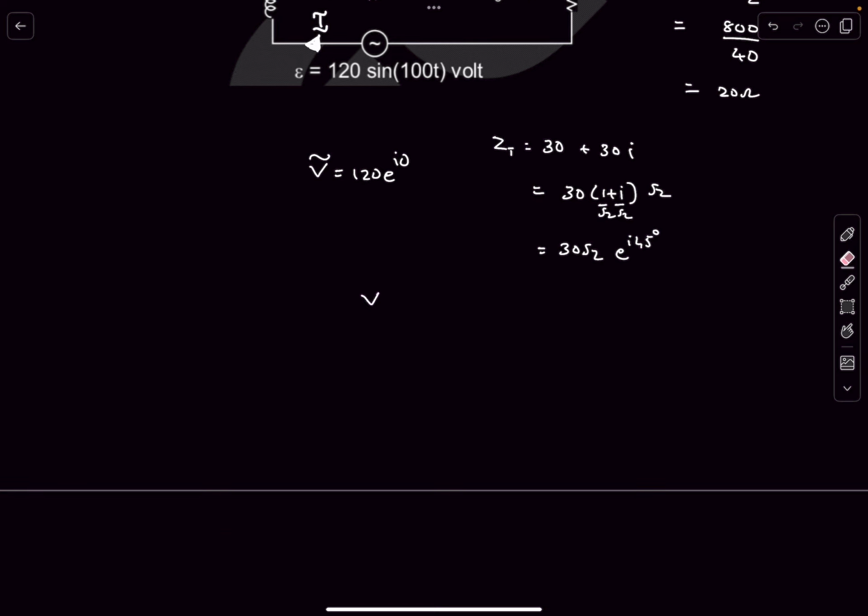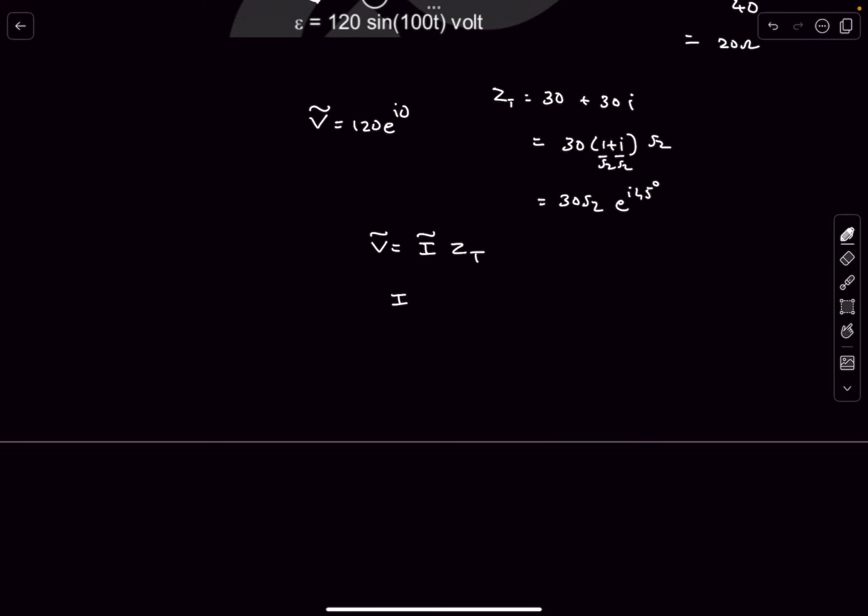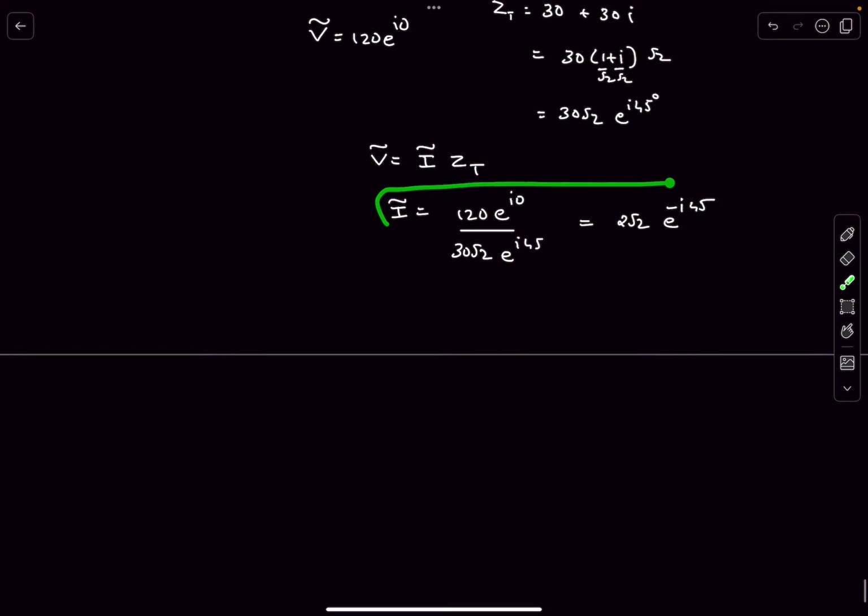Now we can relate the voltage phasor and the current phasor similar to how we write V equals IR. So this will be V tilde equals the current phasor I tilde times the impedance. The current phasor comes out to be 120 e to the power iota 0 divided by 30 root 2 e to the power iota 45. So this comes out to be 2 root 2 e to the power minus iota 45. When you divide two exponents, their powers subtract. So now we have the current phasor.